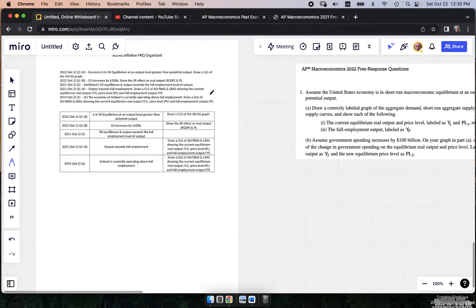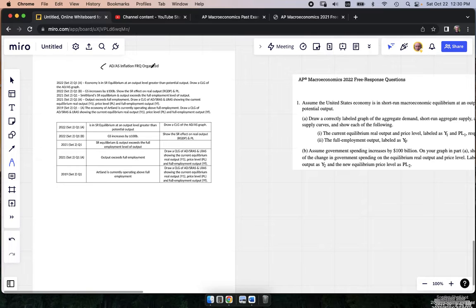For inflation, this is what it looks like when they're asking you, or at least starting off, usually your first FRQ, but not necessarily, if we have an inflationary gap. There's only been one, two, three of these that I could find. Obviously, there might be more, but it's pretty straightforward.